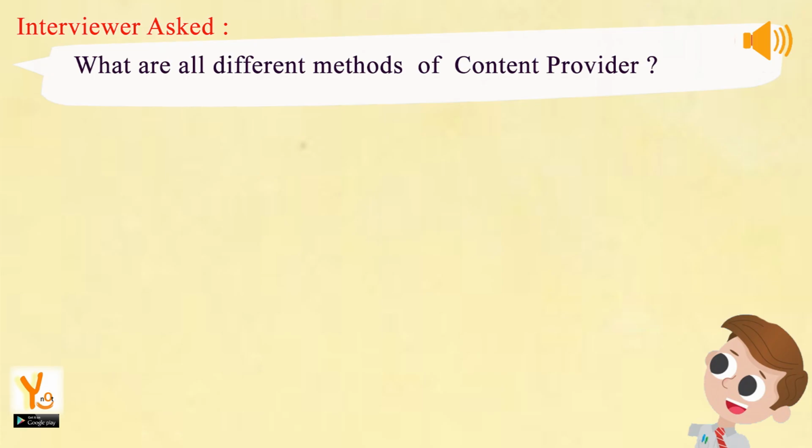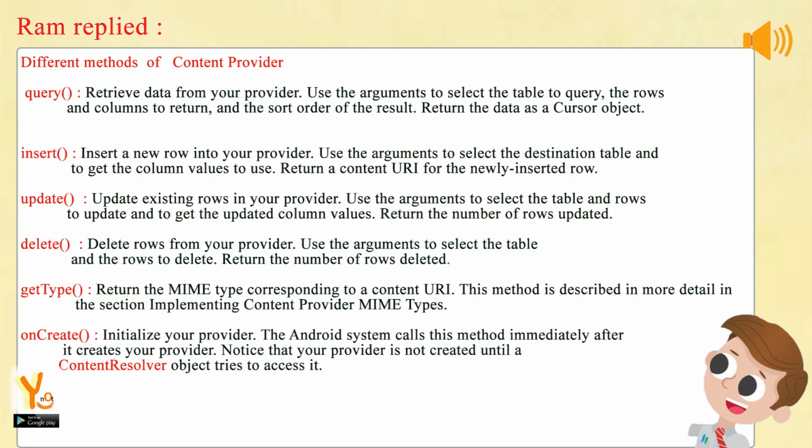What are all the different methods of a content provider? Different methods of content provider are: query, which retrieves data from your provider. Use the arguments to select the table to query, the rows and columns to return, and the sort order of the result. Return the data as a Cursor object. Insert: insert a new row into your provider. Use the arguments to select the destination table and to get the column values to use. Return a content URI for the newly inserted row.